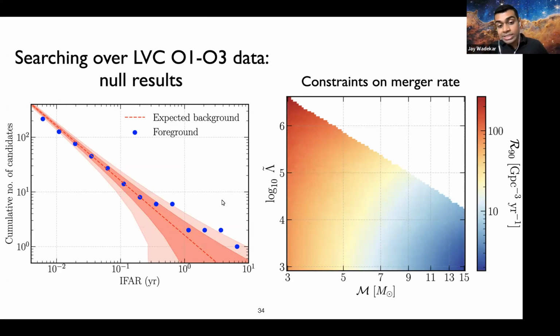So essentially we found null results in our search, and we could translate these null results into constraints on the merger rates, where you have these exotic objects forming binaries and merging. You could constrain that scenario, and this is the upper limit on the rate that you could constrain in this region of parameter space.